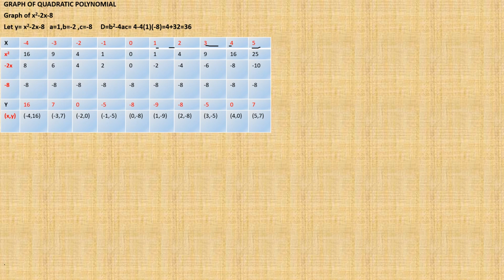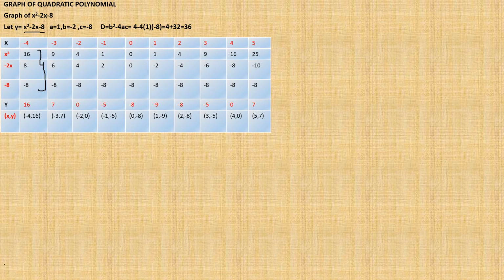So I will take the different values of x here, and I will find the value of y. What is y? x square minus 2x minus 8. Now I will take minus 4. Minus 4 square is 16, and minus 2 into minus 4 is 8, and minus 8 is the constant. Adding all three, 16 plus 8 is 24, 24 minus 8 is 16. If I keep these two, minus 4 and 16, in the same color, I can write that as an ordered pair, minus 4 comma 16.